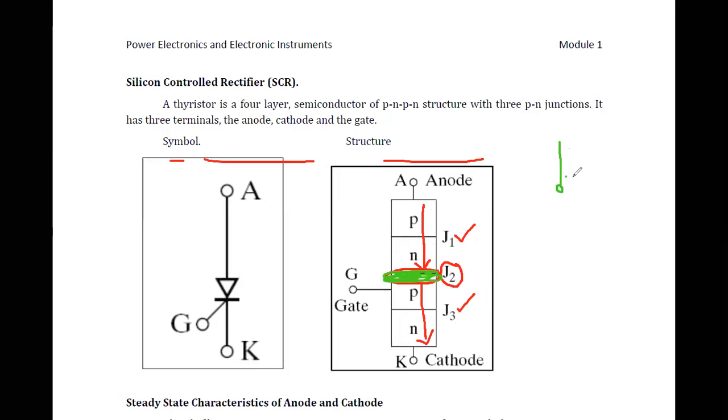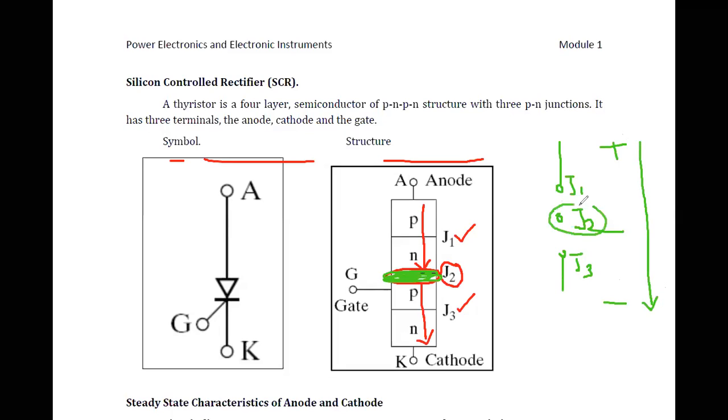This is my junction J1. This is my junction J2. And here is my junction J3. Because you have applied the voltage plus here, minus here, the flow of current should be like this without cuts. But because this junction is reverse bias, the current which is flowing from plus to minus will not be allowed to flow.